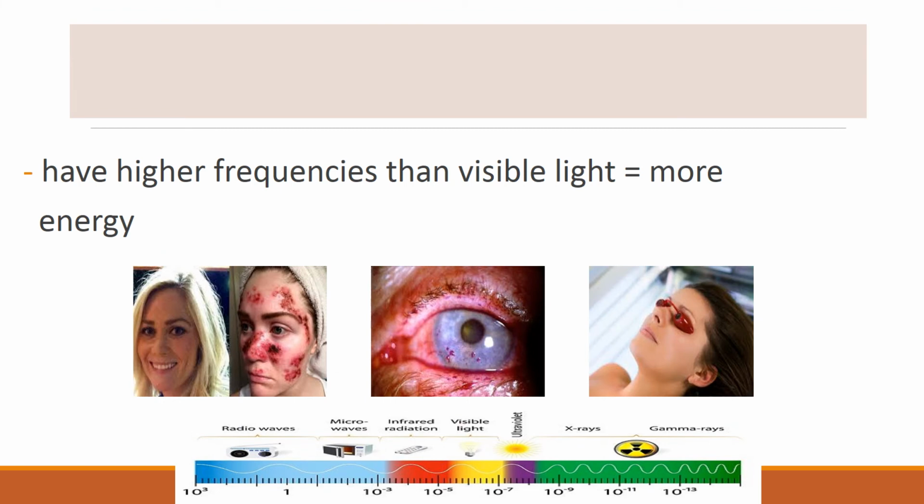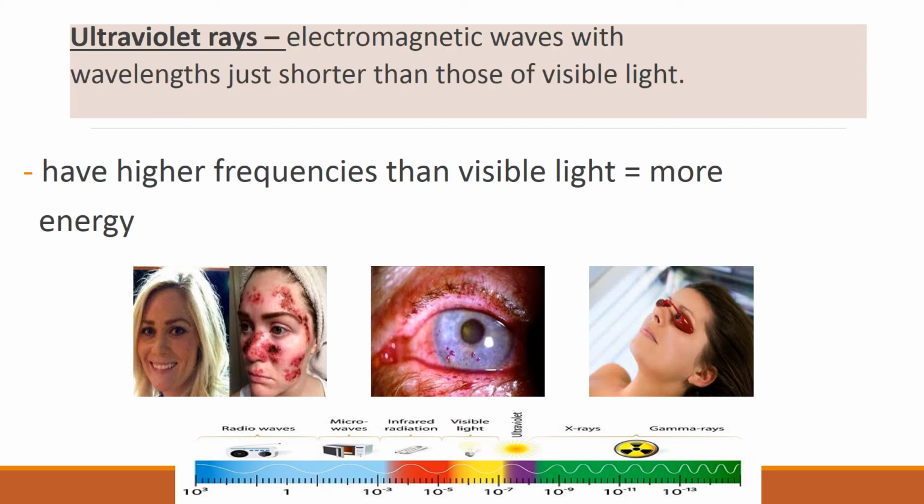The next electromagnetic wave is called ultraviolet rays. Electromagnetic waves with wavelengths just shorter than those of visible light are called ultraviolet rays. Ultraviolet rays have higher frequencies than visible light, so they carry more energy.